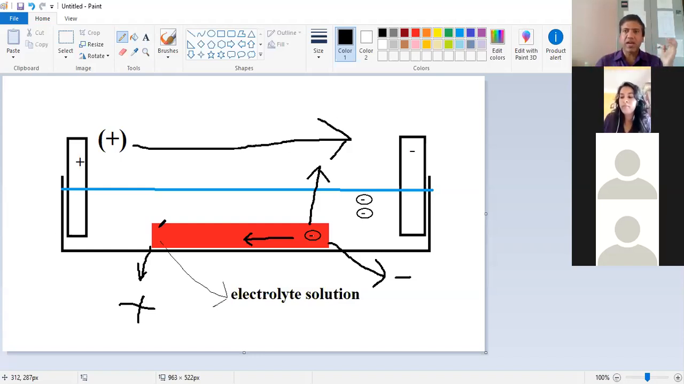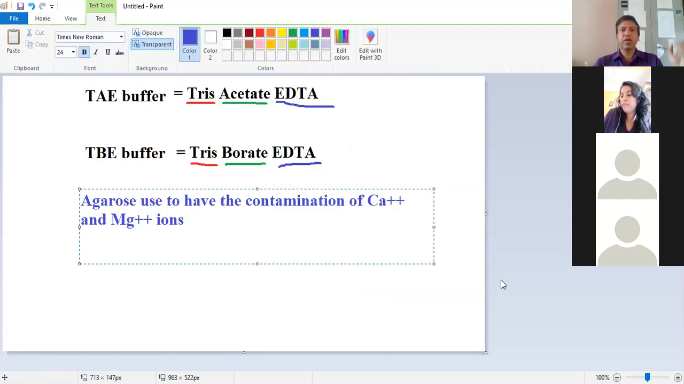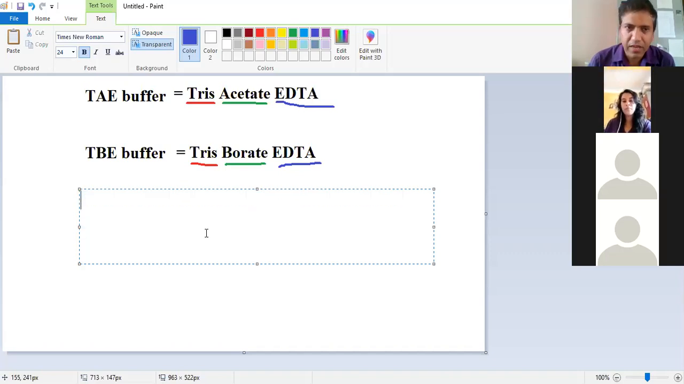So that is why we are using the EDTA. If we don't use EDTA, the DNA will still migrate, but the migration will not be proper, which means the separation of the DNA will not be proper if you forget to add the EDTA. So this was about the buffer that we are to use.